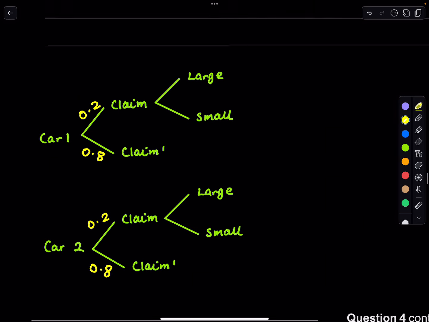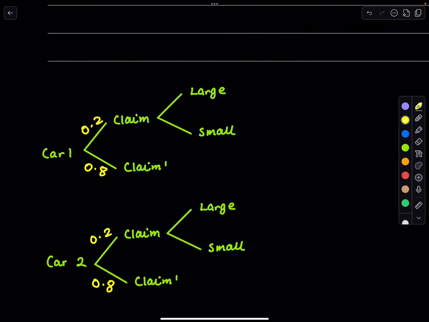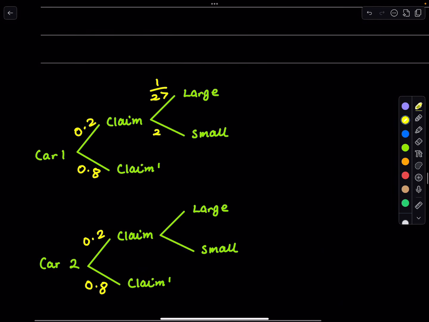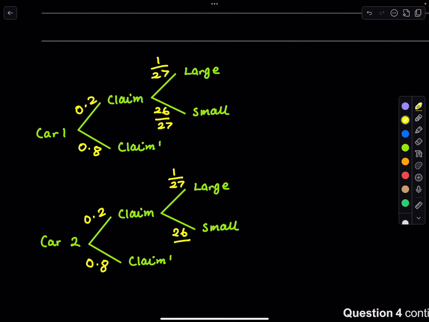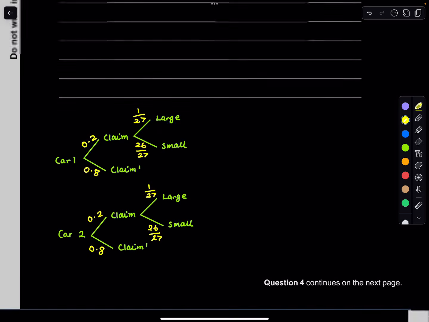And of course, we know that if there is a claim, the probability of getting a large is 1 over 27 from the last question that we did. So the probability of not getting a large has to be 26 over 27. And the same with this over here. It's going to be all the same. Okay, you see that?